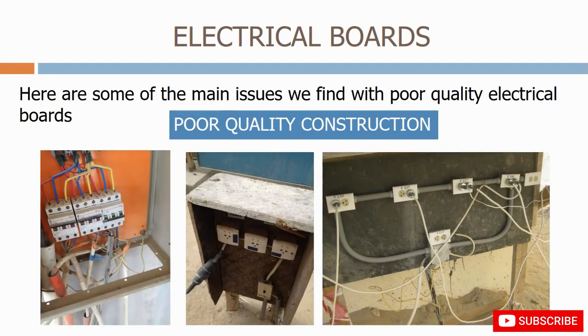These boards are of poor quality construction. In the first example, the circuit breakers are loose and there are large openings at the bottom of the board which will let vermin in. In the second example, non-waterproof domestic sockets have been used outdoors. Also, the board is made of wood, which will get damp in the rain and become hazardous. And finally, again, domestic sockets have been used outdoors, which isn't allowed.